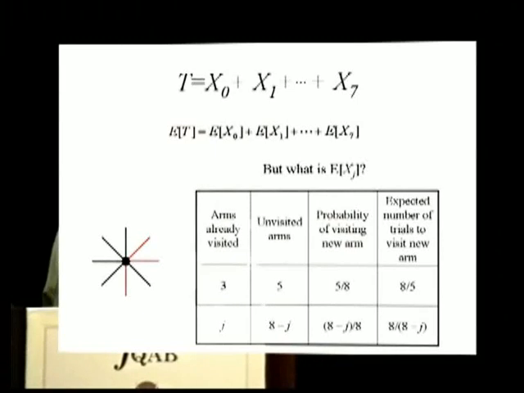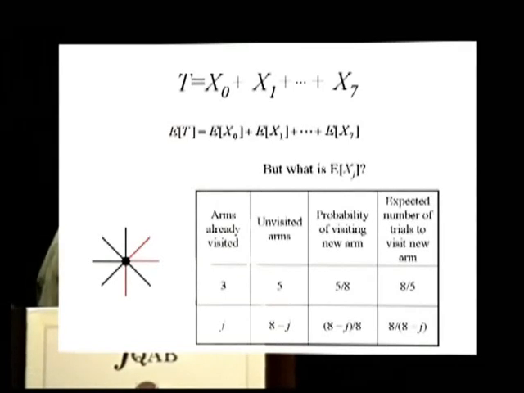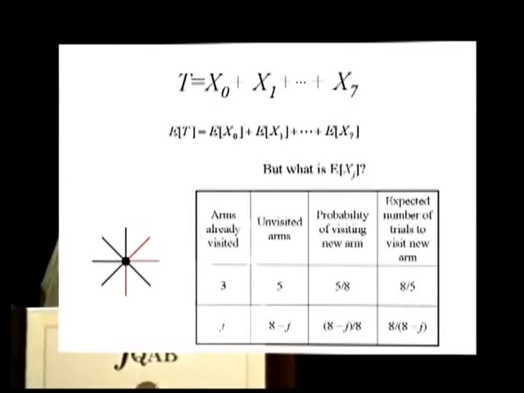So, what is the expected value of x sub j? In the particular case, when j is 3, it's 8/5. For the more general case, it is 8 over 8 minus j. The good thing about these general cases is that they give us the solution for x sub 0, x sub 1, because I just plug 0 here, and I get the expected value of x sub 0. If I plug 1, so I have the general formula, basically.